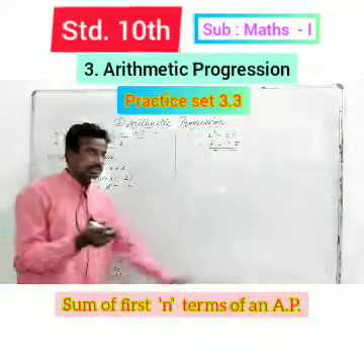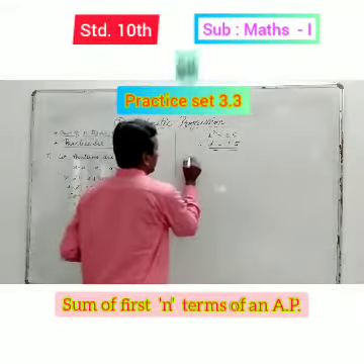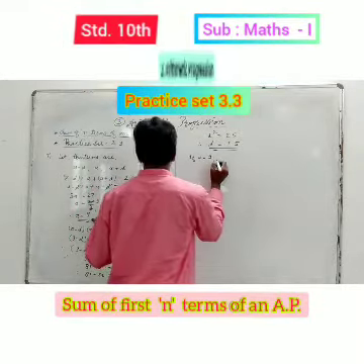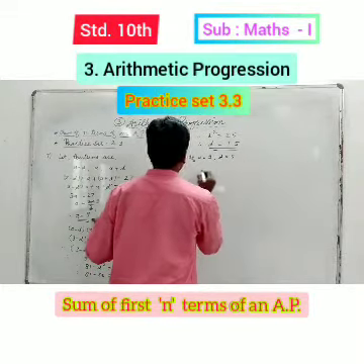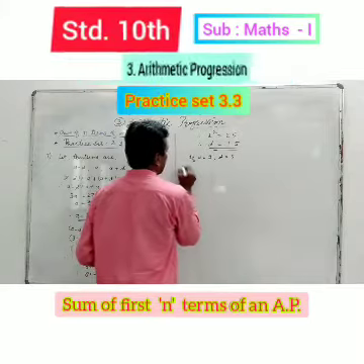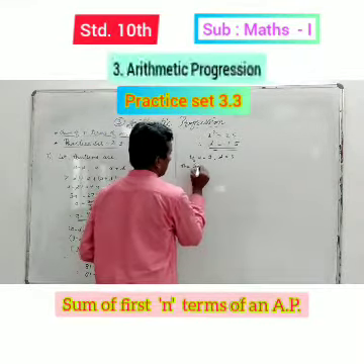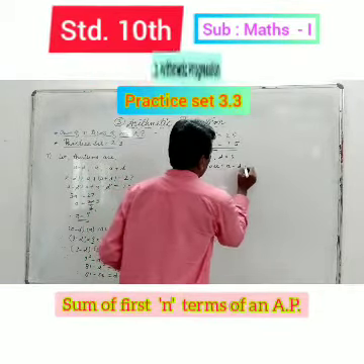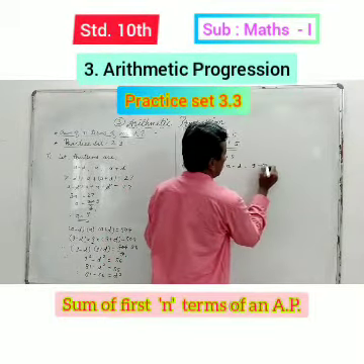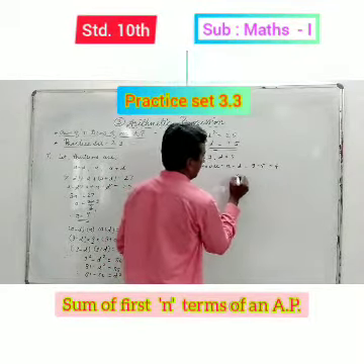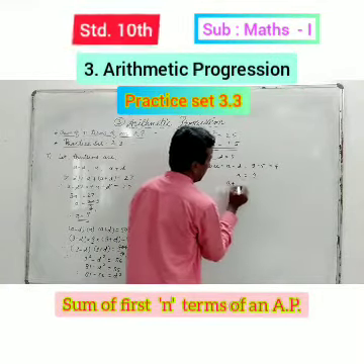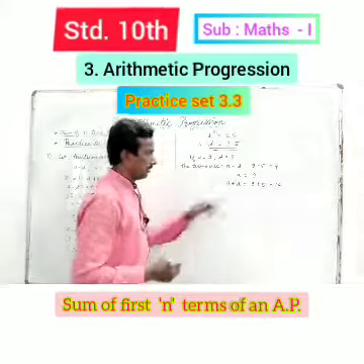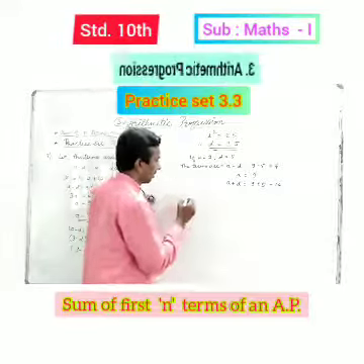Now, find our three consecutive terms. If the value of A is 9 and D is plus 5, then the terms are A minus D, that is 9 minus 5, 4, A means 9, and A plus D, it is 9 plus 5, it is 14. So 4, 9 and 14.